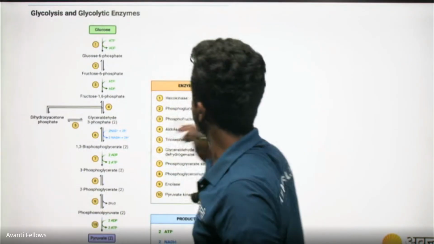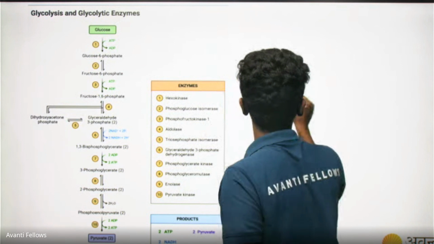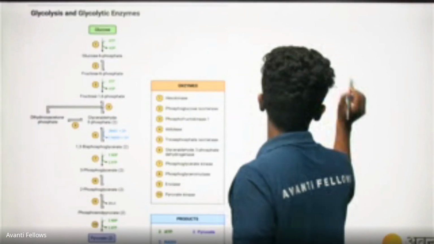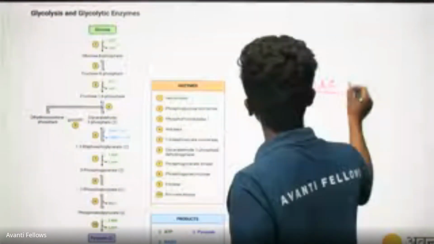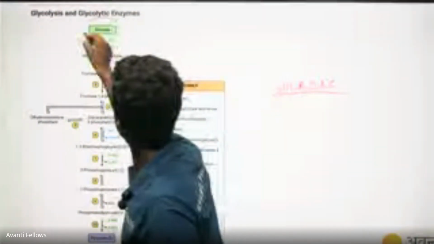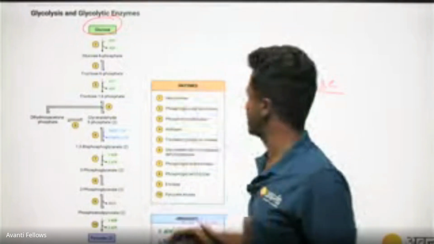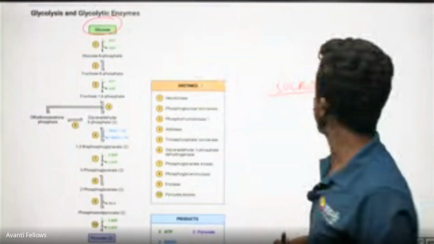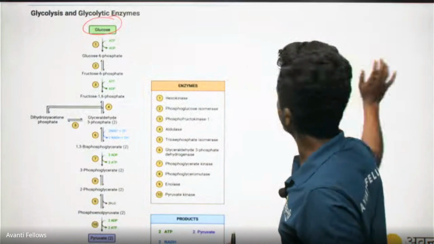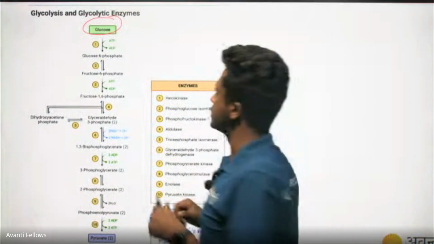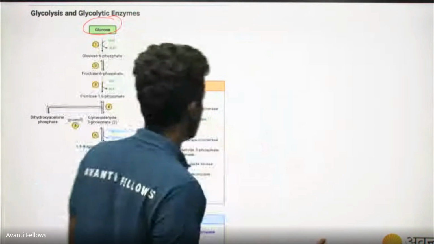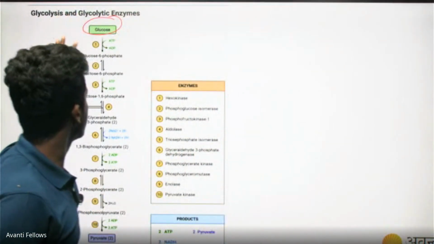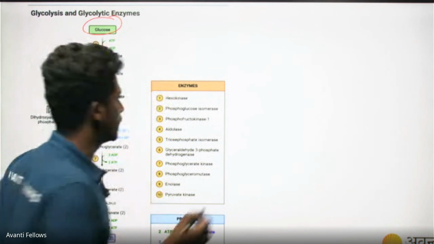So it starts from sucrose. It starts from sucrose. The sucrose is converted into glucose. The stored food in the plants is in the form of sucrose, and the sucrose will be converted into glucose. Now, once we have glucose, you just have to understand that glucose is converted into glucose 6 phosphate. It's simple.